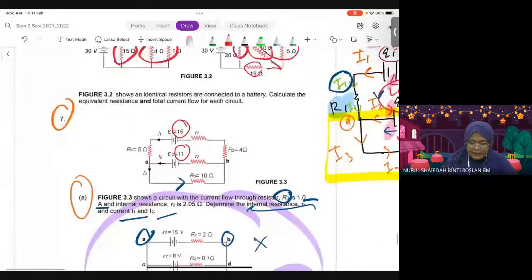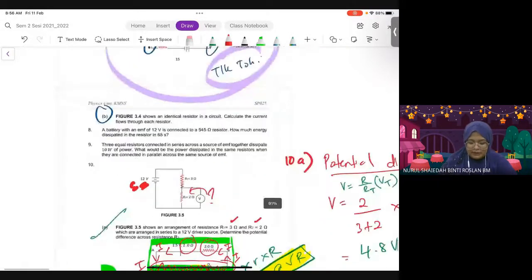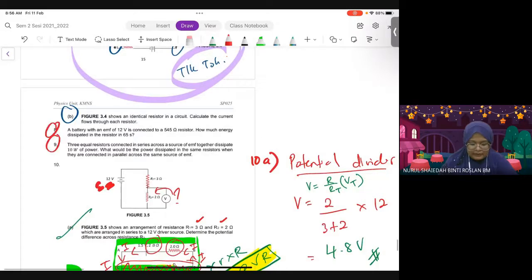Habis kepada number 7. A and B also saya dah cerita banyak. Okay, saya tinggal soalan number 8, 9, 10 pun dah settle. Okay, sekejap.